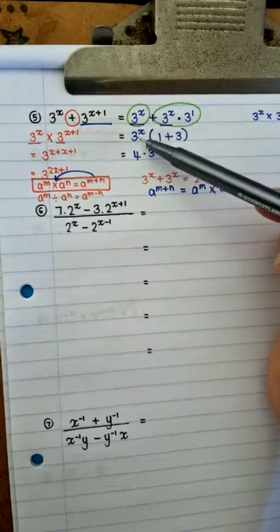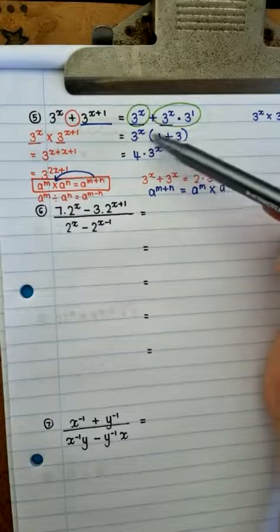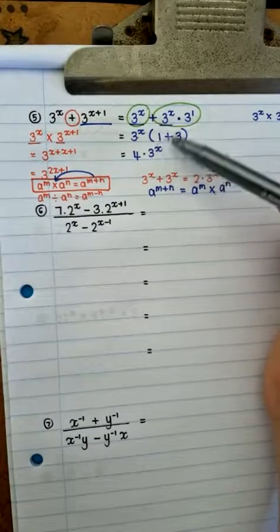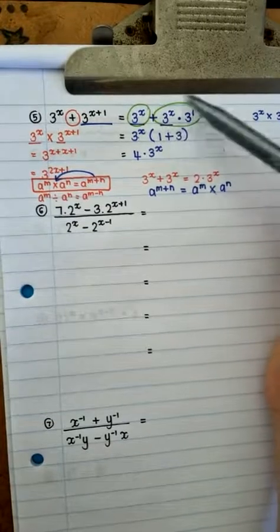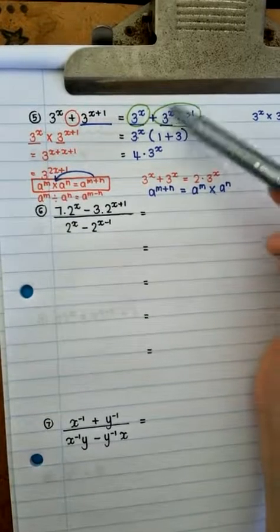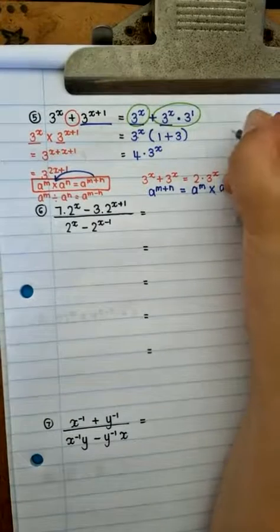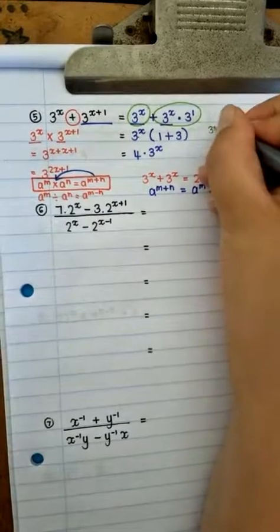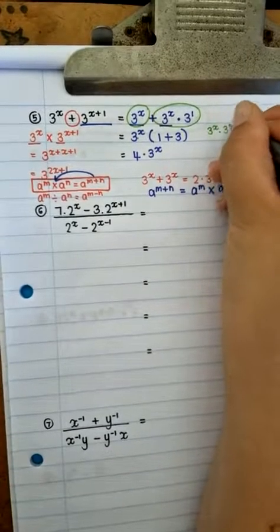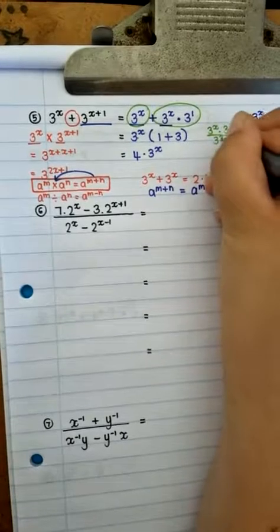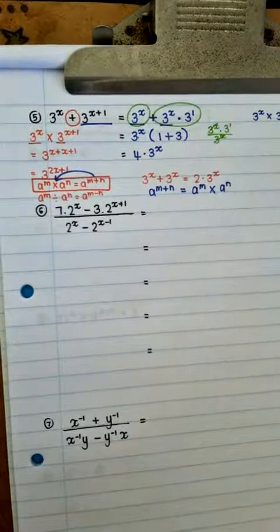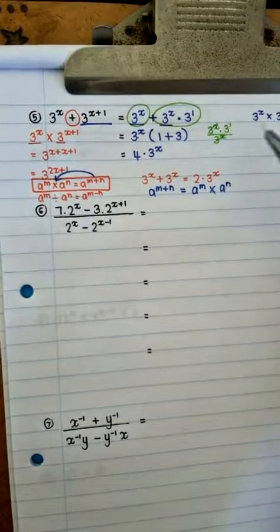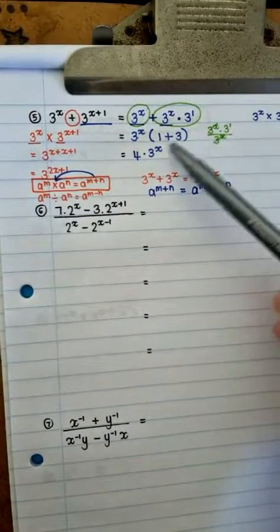3 to the x divided by 3 to the x, that's something just divided by itself, which is 1. So the 1 goes in your bracket. Then you put your plus there. The second term, when you divide it by 3 to the x, you can cancel it out. So you would just be left with a plus 3.